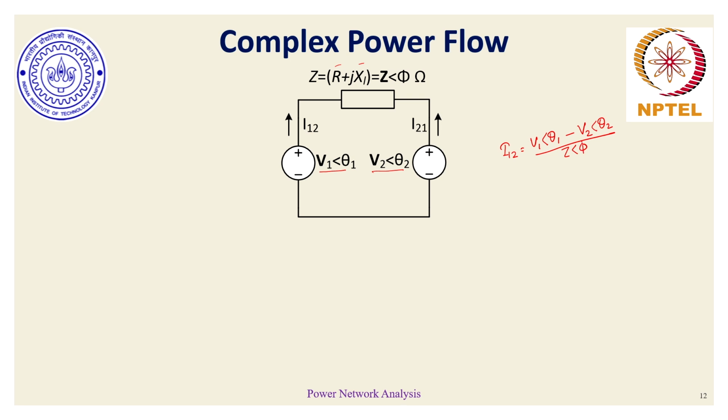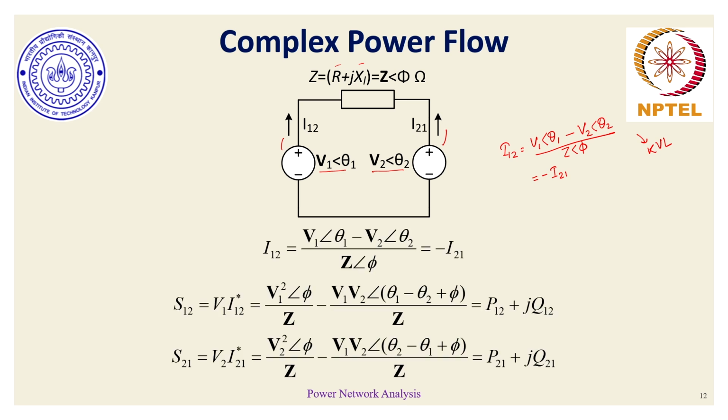And how does this expression come from? It is essentially coming from the KVL, Kirchhoff's voltage law, which is being applied across this circuit. If we have to find the expression of I21, it would essentially be nothing but the negative of I12, again by KVL. Once we know these currents, which are the currents from source 1 to source 2 or from source 2 to source 1, we can also find the corresponding complex powers which these different voltage sources are generating or consuming, depending on whether they are inductive elements or capacitive elements.